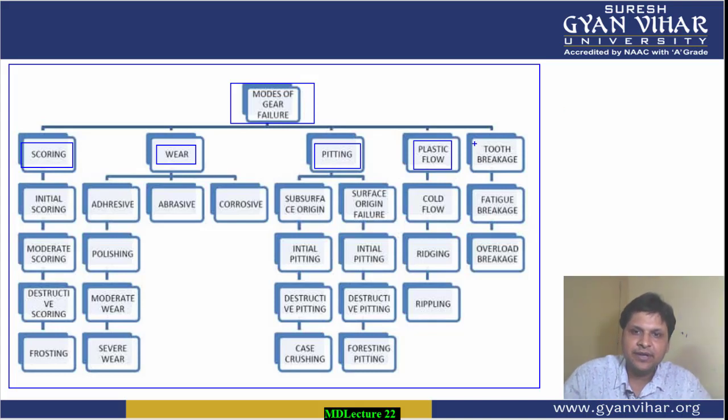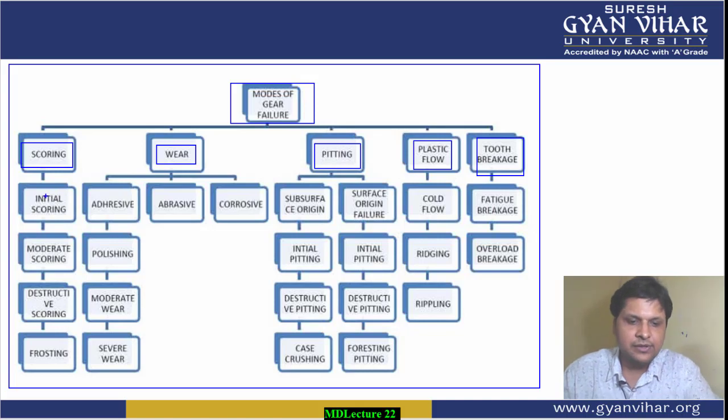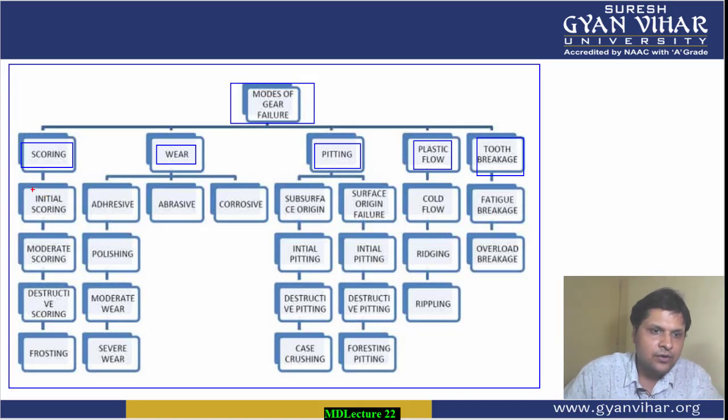Then tooth breakage is also a failure, in which the tooth is broken into two parts. Now, what happens in scoring? First, you will see some initial scoring. Then scoring increases in size and takes a destructive shape, meaning it is converted from moderate scoring to destructive scoring. And then at last, there is frosting. So we will discuss what scoring is and what these stages of scoring are.